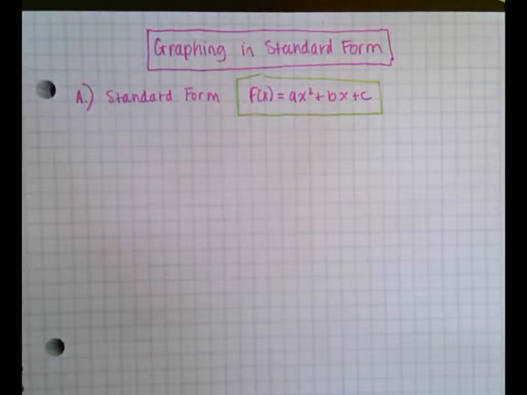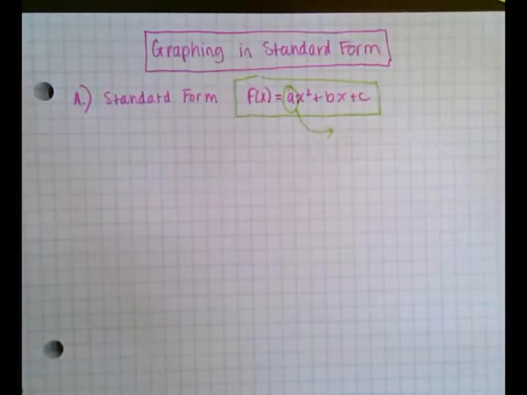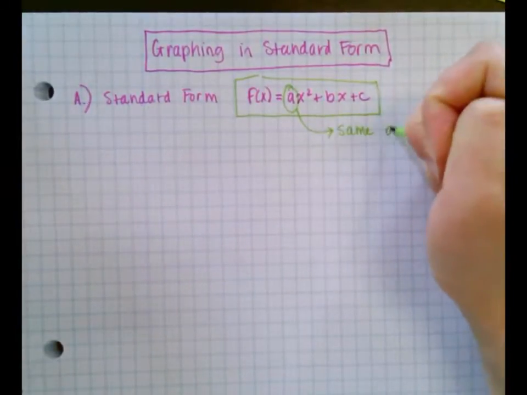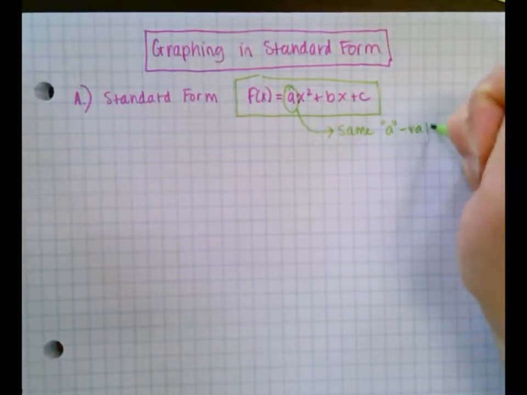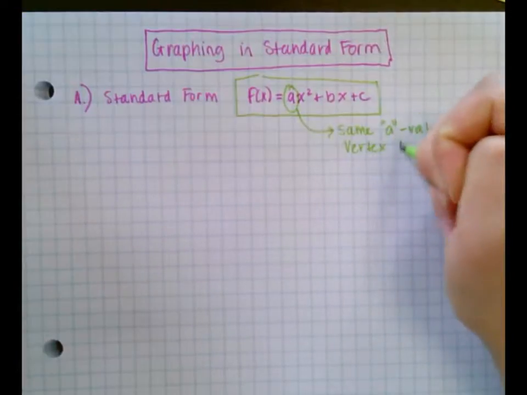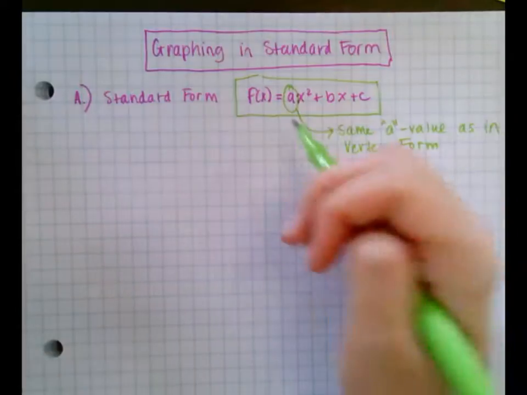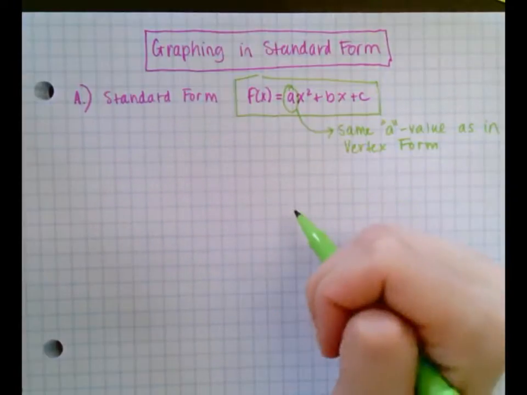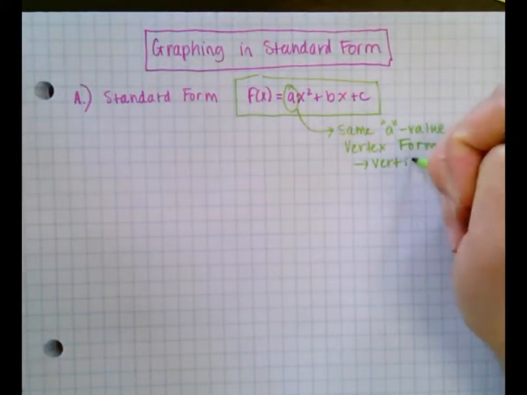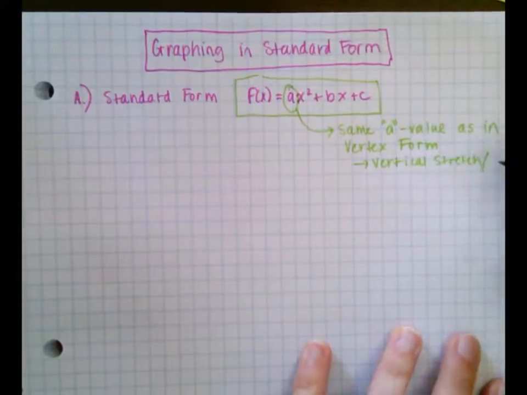Now, one quick thing to note before moving on about the standard form is that this a value right here, I'm going to make a little side comment about it. This is the same a value as in vertex form. So what that means is it's doing the same types of things to our graph as the a value in vertex form. So that was the vertical stretch and shrink, making it skinnier or wider.